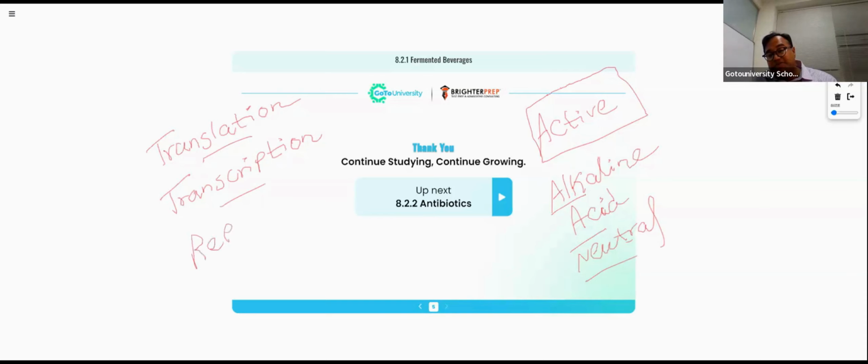Replication is nothing but the DNA synthesis process. RNA synthesis is nothing but the transcription process. Protein synthesis is nothing but the translation process. Each one of these processes can be stopped by using an antibiotic, or the antibiotic can stop the metabolic activity by blocking certain enzyme activity.